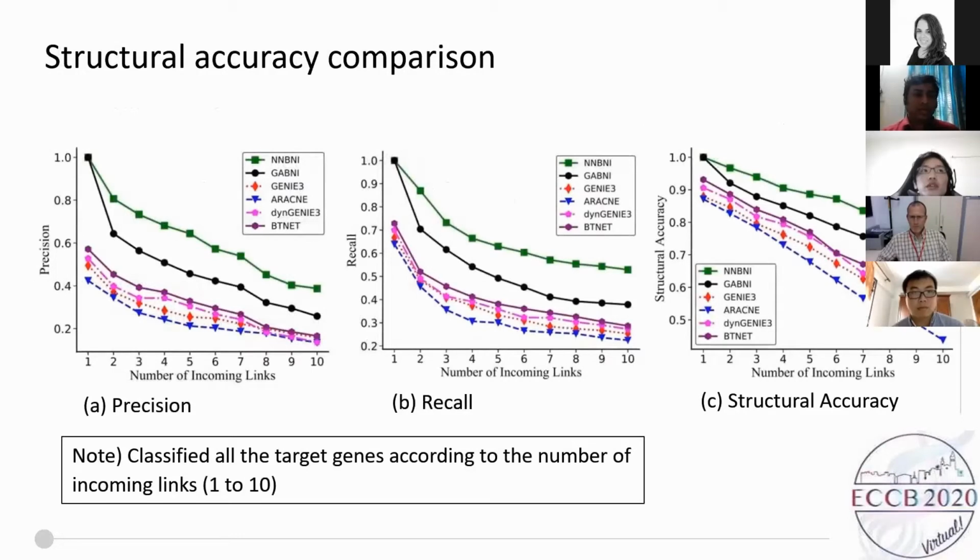Here is the structural accuracy comparison. We classified all the target genes according to the number of incoming links, 1 to 10. If you see here, when the number of incoming links increases, the accuracy decreases in all measures: precision, recall, and structural accuracy. However, our method achieved higher structural accuracy, which means that our method is more robust than other methods.